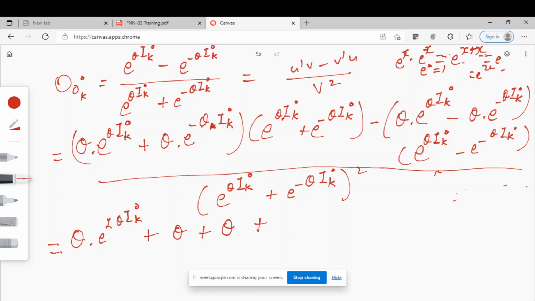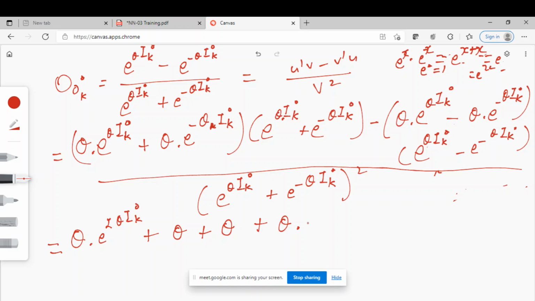Plus, when you do this, what will you get? Both are minus signs. Theta into minus 2 I k o. Okay, this is this part. Similarly we should do this part also. Theta e power theta I k o into e power theta I k o, what will that be? Theta into e power 2 theta I k o.